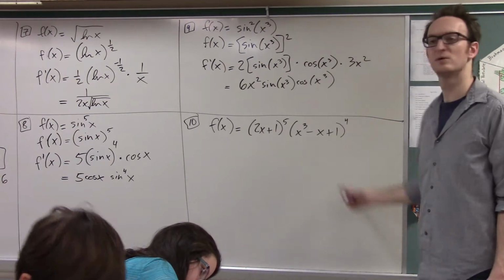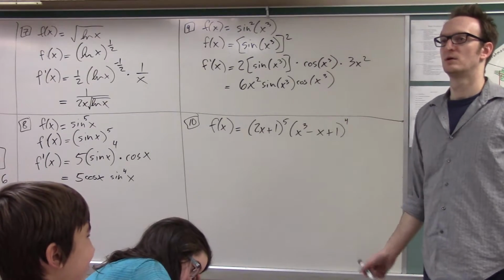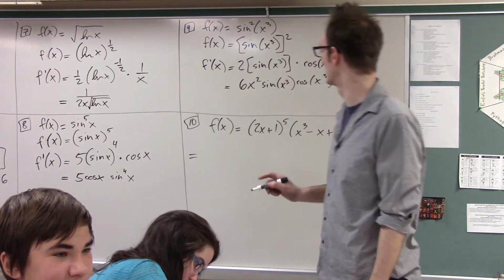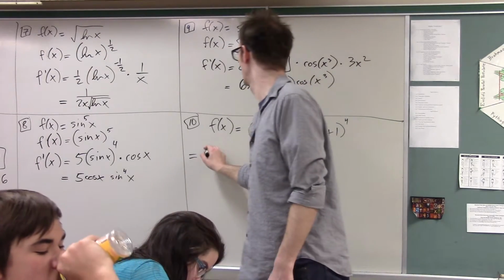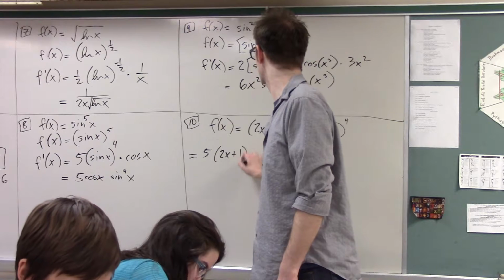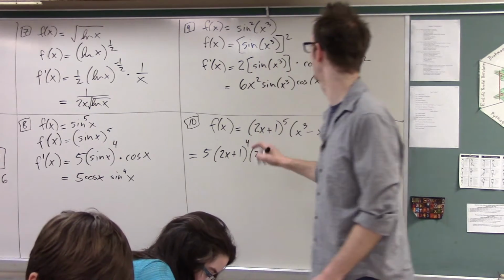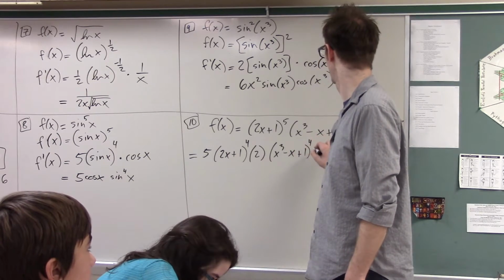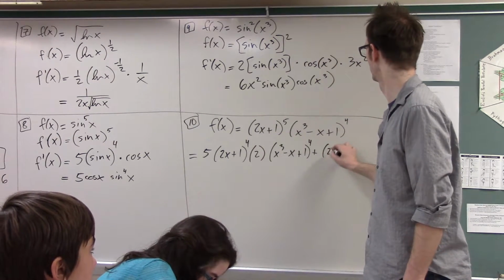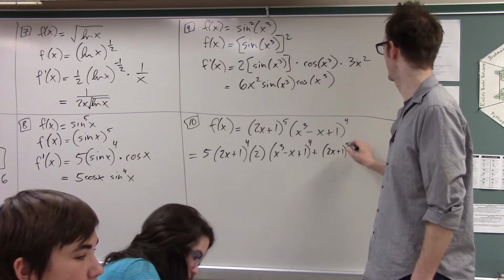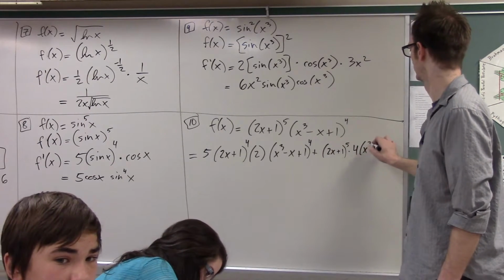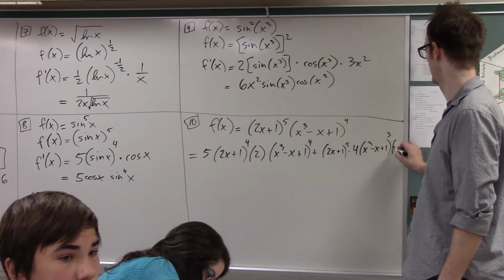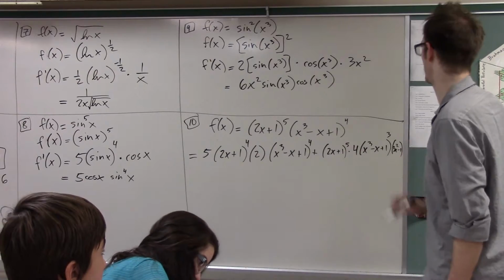All right, last one. How do I do this? Product rule with chain rules on the inside, right? Unfortunately, there's no cooler way to do it. So yeah, derivative of the first, 5 2x plus 1 to the 4th, back inside 2, times the second, plus the first times the derivative of the second, cubed, back inside 3x squared minus 1. Kind of ran out of space.